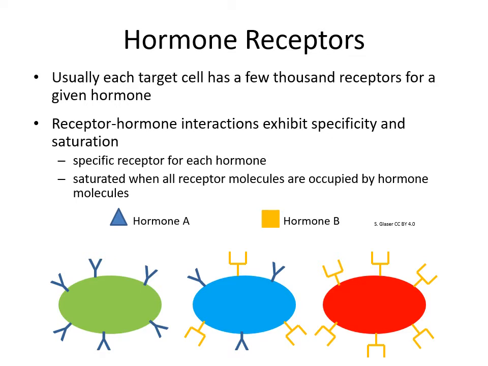Usually, a target cell has a few thousand receptors for a given hormone. So, receptor-hormone interactions exhibit specificity and saturation. The specificity I explained on the previous slide. A cell needs to have the proper receptor that reacts and binds to the hormone being released. It also has saturability because there's usually a few thousand of these receptors on the surface of a cell.